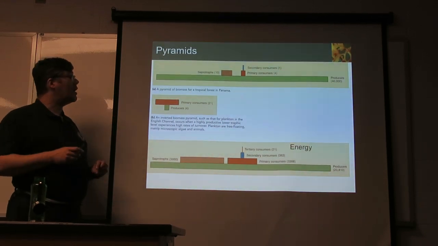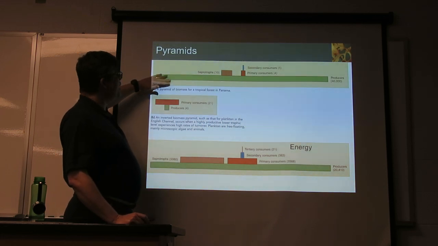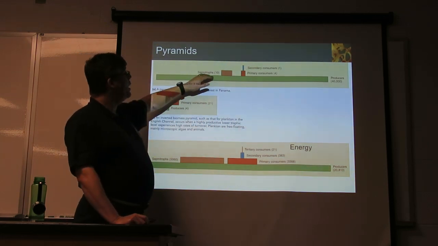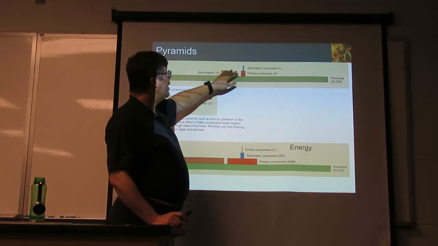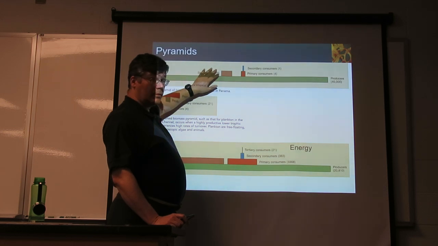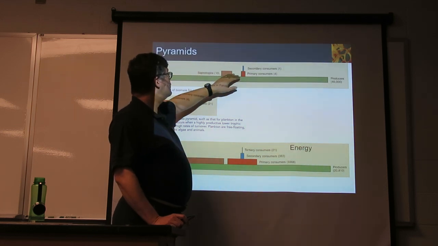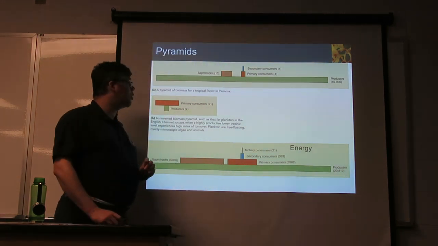Here are examples of some of our standard pyramids. Here we have biomass. This happens to be based on a tropical forest. And yeah, the base is way wider than the next levels up: the decay organisms, saprotrophs there, and then the consumers much narrower there.